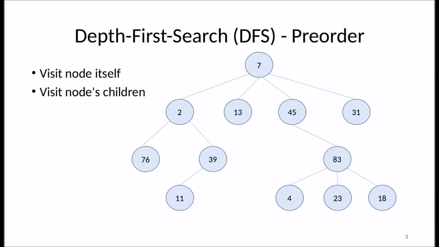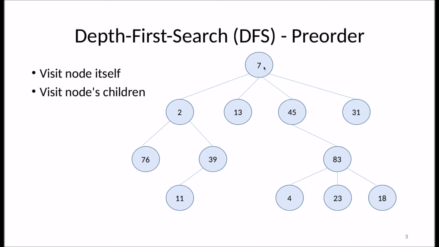So pre-order depth-first search visits a node itself before the node's children. I assume in this case that when I visit a node, I simply output the node's value. And there are two ways to do pre-order. We could start at the left side and go all the way down, or we could start at the right side. Let's first start with the left side.